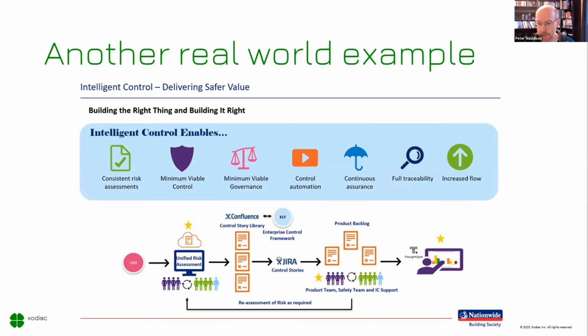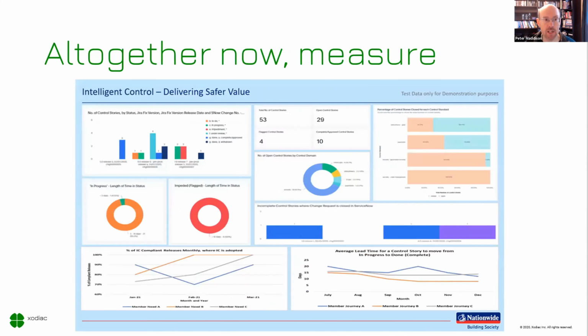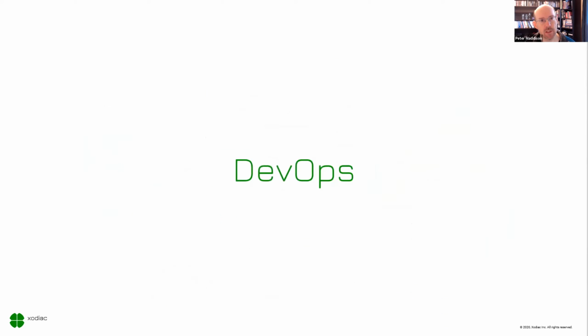This talks as well about safety teams and how you align compliance to the value streams, which is another part of something I like to talk about a lot. And then measurement, how you radiate this back. And this is an example dashboard out of some of the Nationwide stuff.